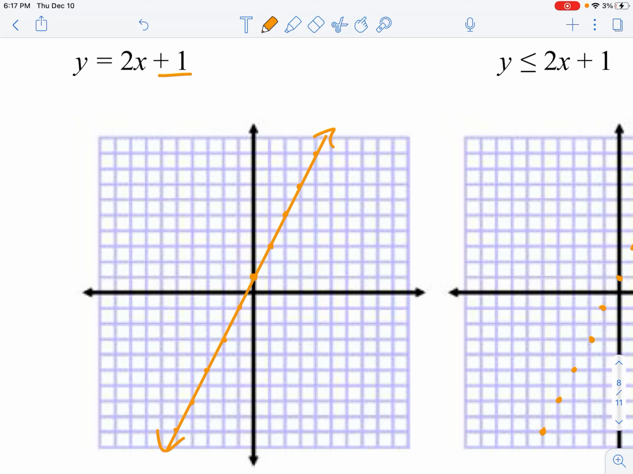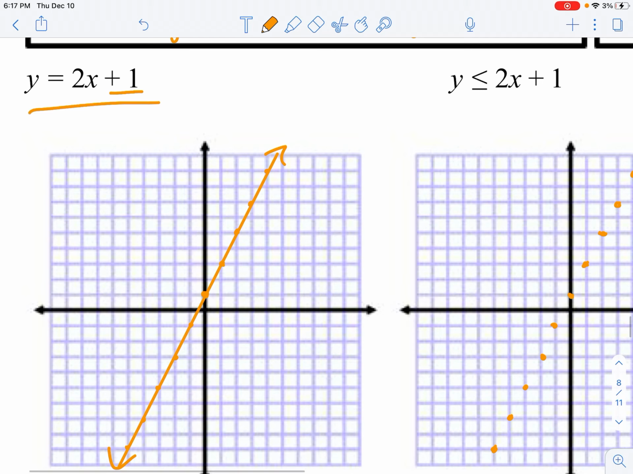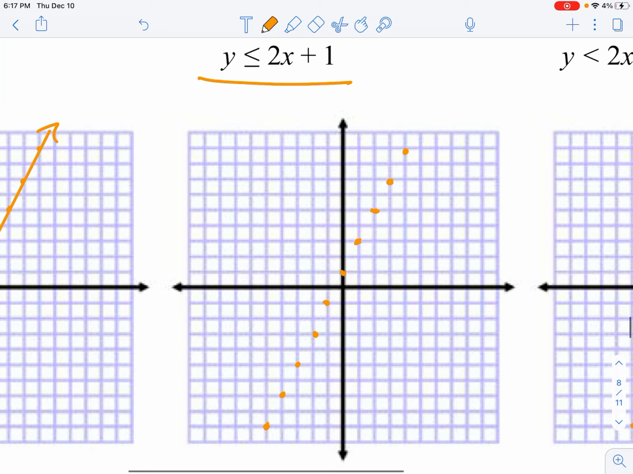Now the good thing is, on the next one, it's the exact same thing. If you look at it, they're the exact same thing except for one change, which is right there. Instead of an equal sign, we have an inequality. So keep that in mind. I've already got the points plotted out. These are the exact same points as the last one. First, I'm going to draw my line, and my arrow's on my line. And then secondly, now I have to do some shading.